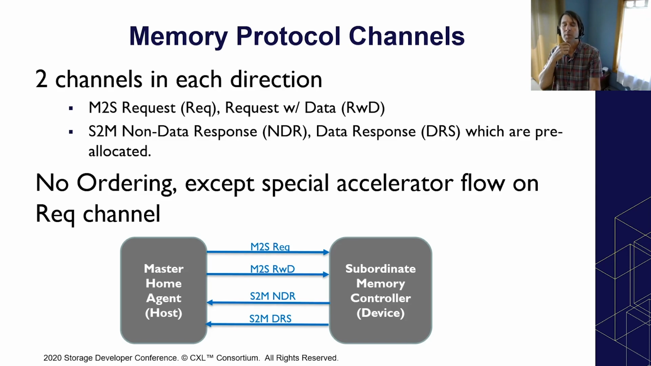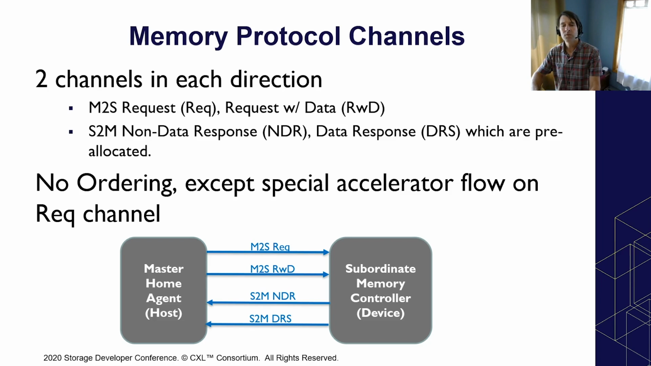The channels the memory protocol provides are basically 2 channels in each direction. From the host side, or in this case, we use the term master and subordinate. So M to S direction, master to subordinate direction, we have requests and requests with data, 2 channels. And then in the other direction, subordinate to master, we have non-data response, NDR, and data response, DRS, which these channels are pre-allocated and guaranteed to sync in the host.